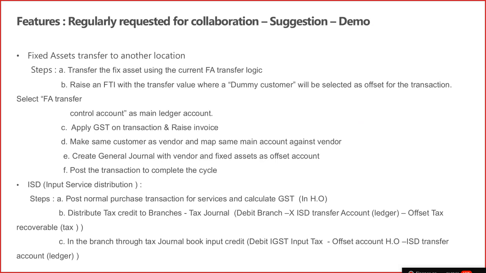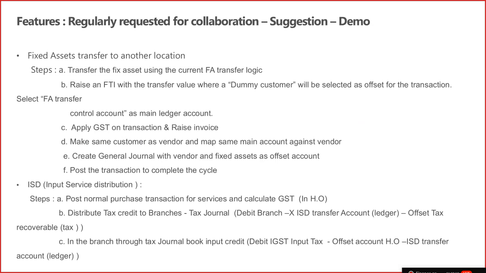So you have to post a free text invoice for that transaction, and then you have to apply the GST there on the free text invoice. Tax will calculate on a transfer. Then you have to come back and post a journal, selecting the same customer as a vendor and the fixed assets control account, because fixed assets you have already transferred, so you will have the fixed assets transfer control account that you will debit and credit.